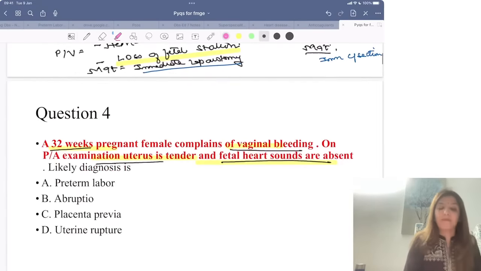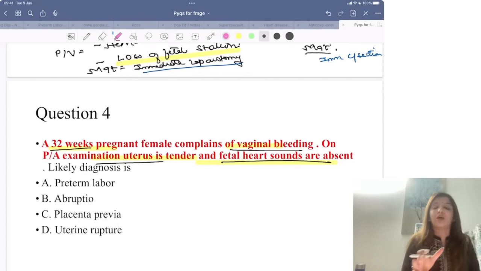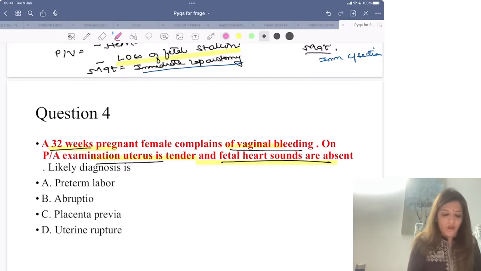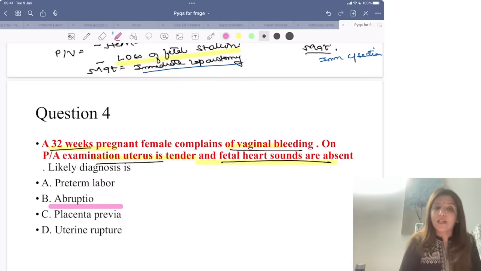Now in this case, on per abdominal examination the uterus is tender, fetal heart sounds are absent, and there is bleeding. So this means this is a case of abruptio. It is not a case of preterm labor. Why is it not a case of preterm labor? Because fetal heart sounds should be normal. The uterus will not be tender, the uterus will contract and relax. Right? It is not a case of placenta previa, because in placenta previa the uterus is never tender.